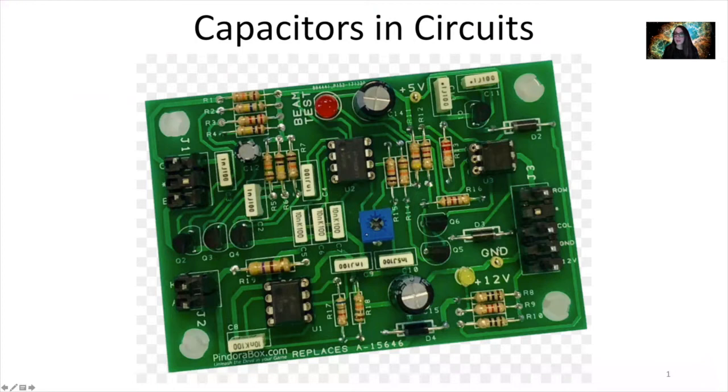Here's an example of an electronic breadboard, we call it. And these are little resistors here. And the capacitors are these things right here. We're kind of looking at this from above. So these are really tall, skinny cylinders, and these are the capacitors in this circuit.